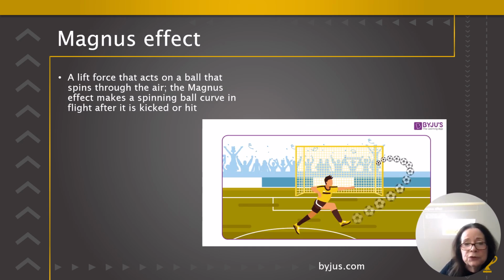And this is a good picture of the Magnus effect. That is a form of the lift force that acts on a ball that spins through the air. The Magnus effect makes a spinning ball curve in flight after it's kicked on the left. So this is the ball, but it's starting to curve up and go in. And I'm sure all of you who've ever watched a soccer game have seen that happen.